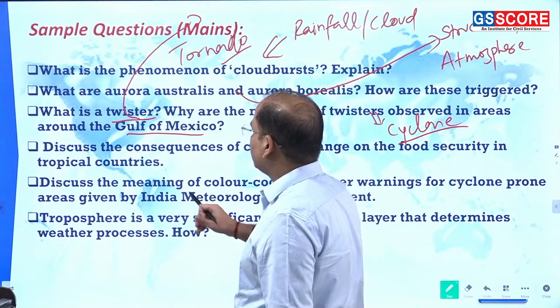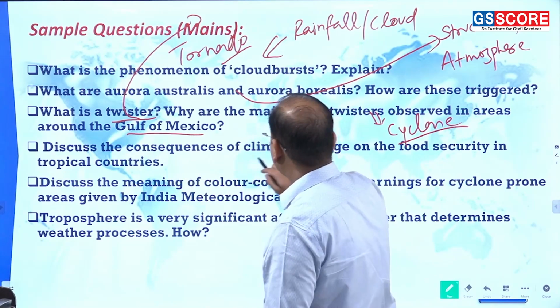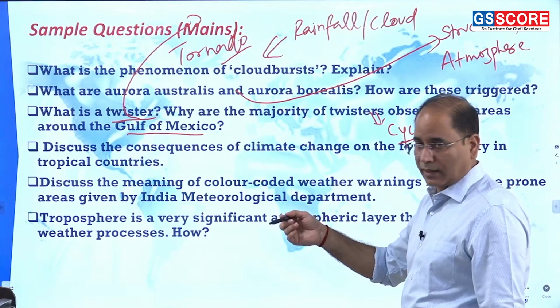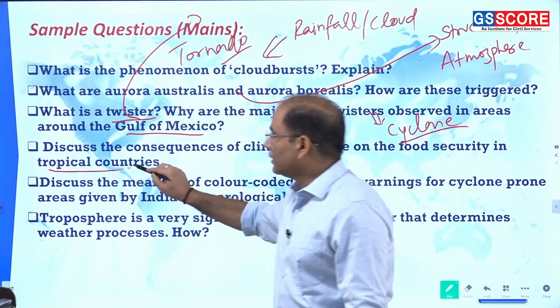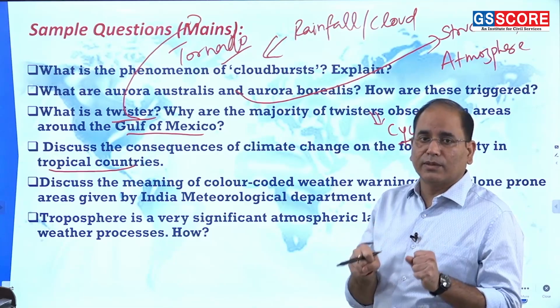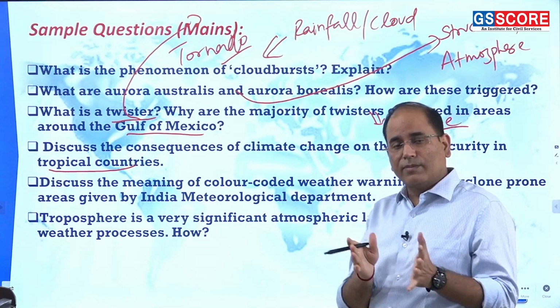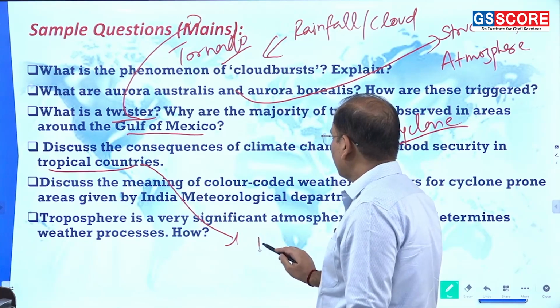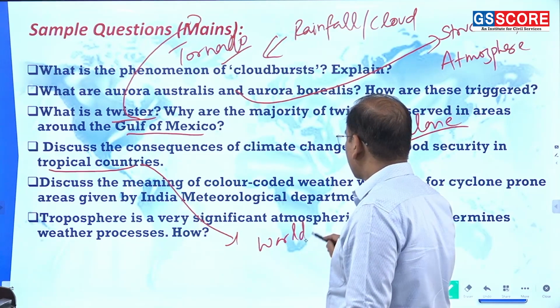Then in 2023, there was a question that has been asked, discuss the consequences of climate change on food security in the tropical countries. So you need to understand what the different tropical countries are, which different climates are present over the tropical countries, and what the economic activity of those is. So this is a question from world climate.